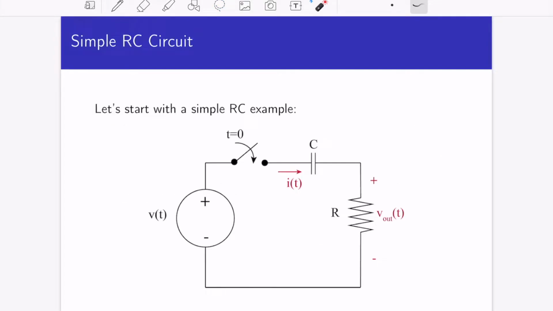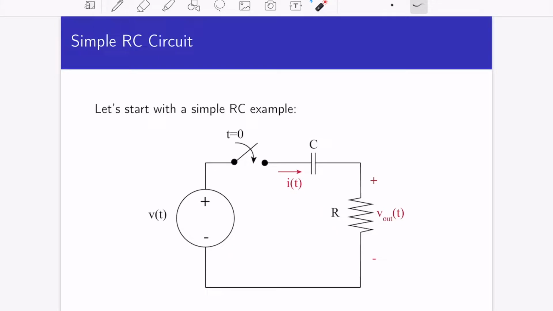Let's consider a simple RC circuit. What we're going to do is use loop analysis or mesh analysis to write an equation for this circuit. The difference between this circuit and the ones we've looked at previously is the inclusion of a switch. I'll talk more about that later, but the process is going to be the same. So for KVL, we'll just go around the circle here and write equations.